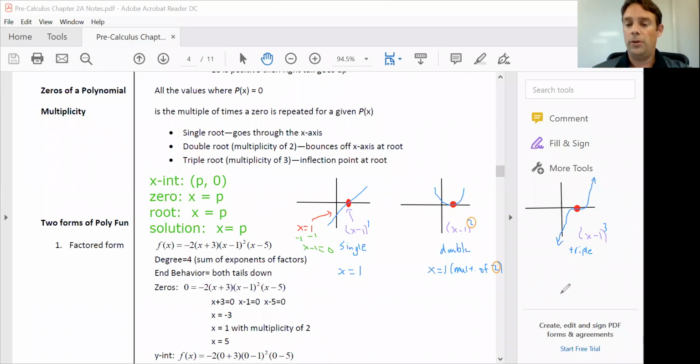So friends, go on out on a limb here. This is x equals 1. What do you think this multiplicity is going to be? That's right. Multiplicity of 3.